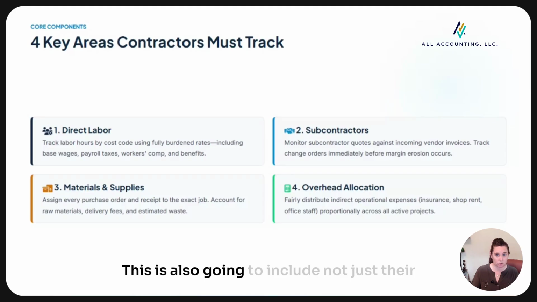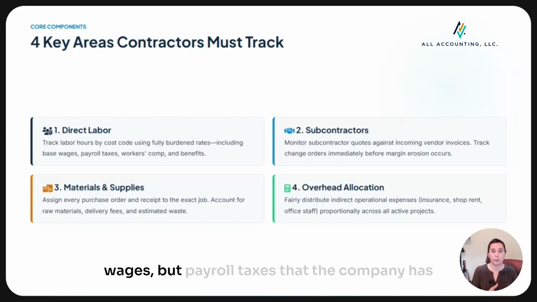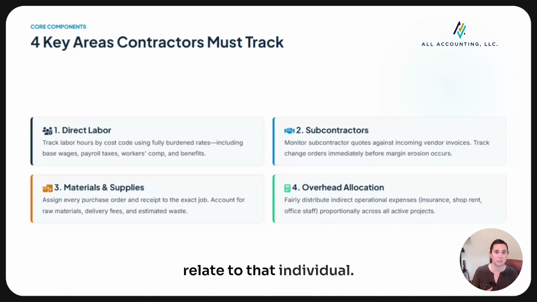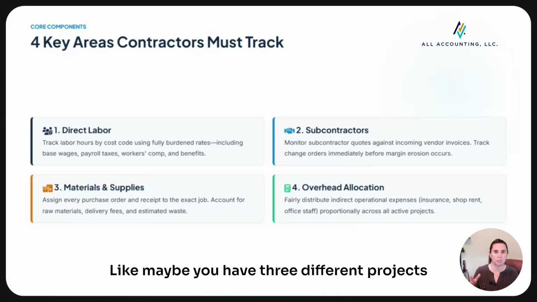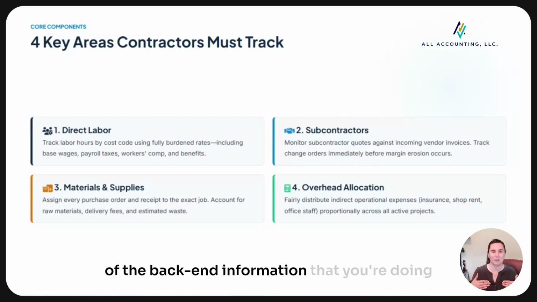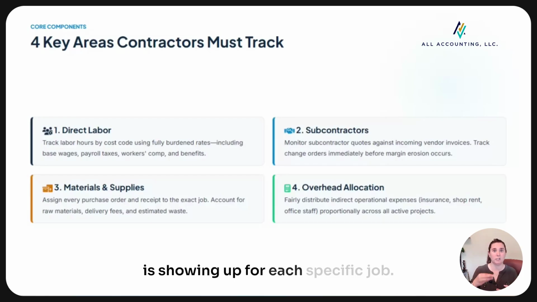This is also going to include not just their wages, but payroll taxes that the company has to pay on them, any workers' compensation or workers' insurance that you need to pay on them, any benefits ultimately that relate to that individual. It can get a little hairy when you have multiple projects going on, like maybe you have 3 different projects going on at one time, and ensuring that all of the back end information that you're doing is showing up for each specific job.